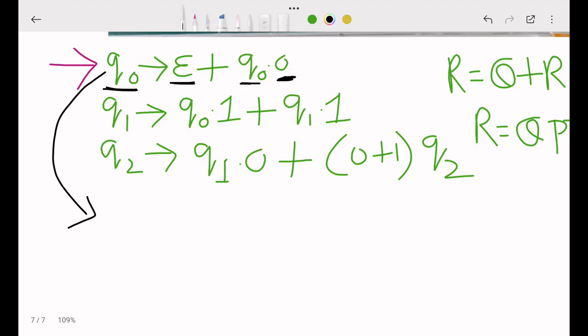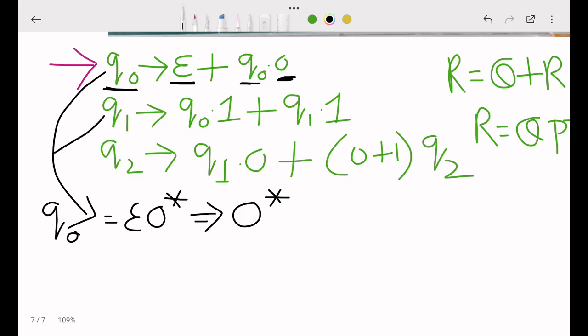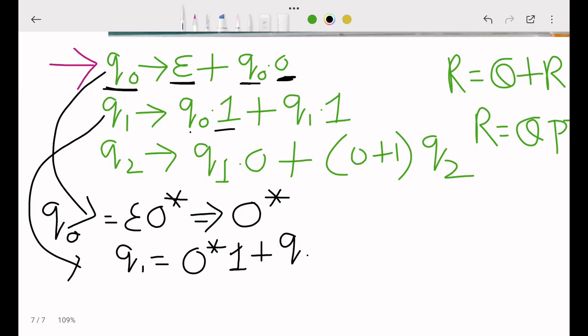This is my P. What is the meaning of this? R is equal to QP star. So epsilon into R is equal to R. I can write directly Q0 is equal to 0 star. Done. Now I will solve this one. Now Q1 is equal to Q0. What is Q0? Q0 is equal to 0 star, and this is 1, plus this is Q1 dot 1.